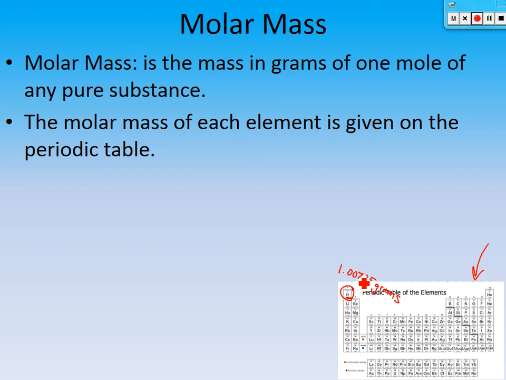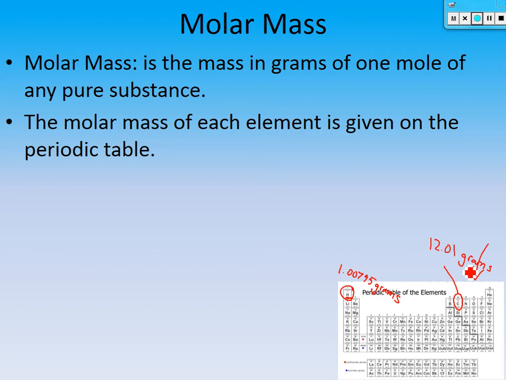Let's keep going with this. What if I asked you carbon's molar mass? What would you say? 12.01 something. 12.01 what? Grams. How much carbon would you have to have for it to weigh 12 grams? 1 mole. Which is 6.02 times 10 to the 23rd atoms of carbon would weigh 12 grams.